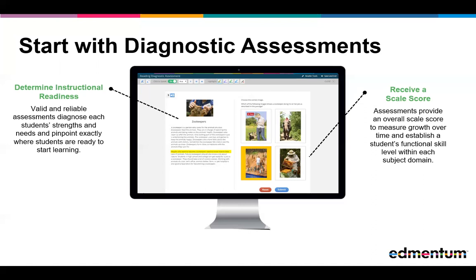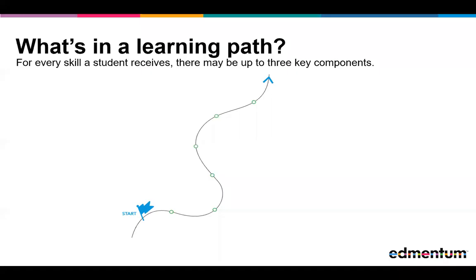After students complete their diagnostic assessment, they will receive a scale score. The scale score is based on the number of questions that students answered correctly and also the difficulty of the questions they received. After students complete their diagnostic assessment, they will receive a learning path.